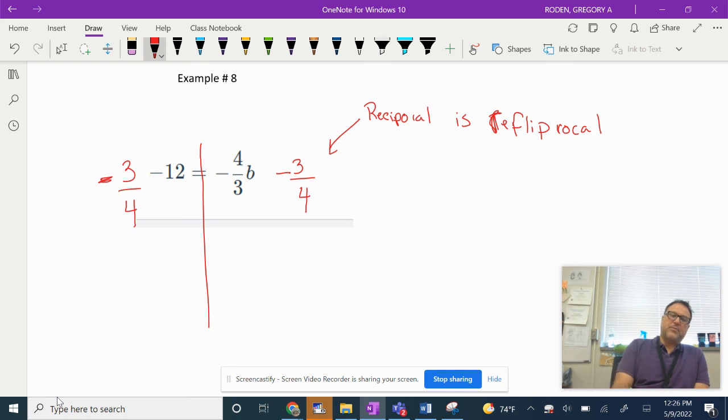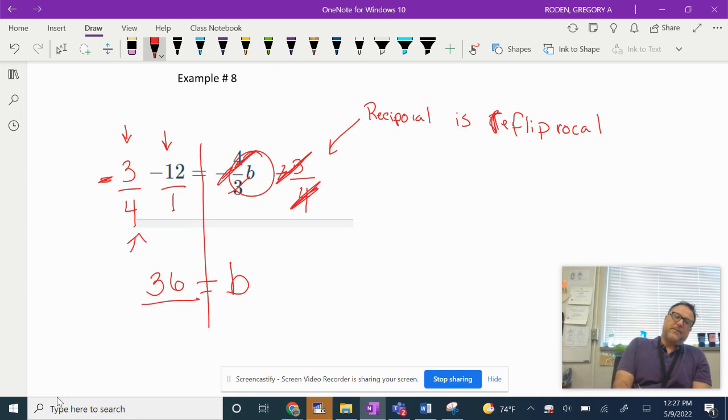Now, what happens when you multiply by the reciprocal on this side? This 3 is going to cancel this 3. This negative is going to cancel this negative. And this 4 is going to cancel this 4. And all you're left with is a B. And then we're going to put a 1 underneath this, and we're going to multiply straight across. Negative 3 times negative 12 is positive 36. 4 times 1 is 4.